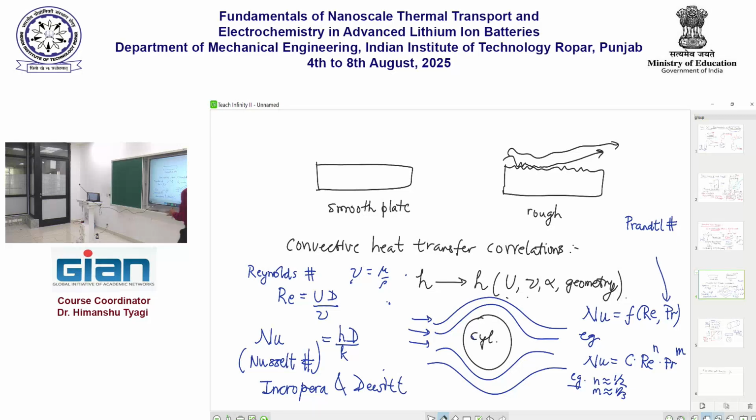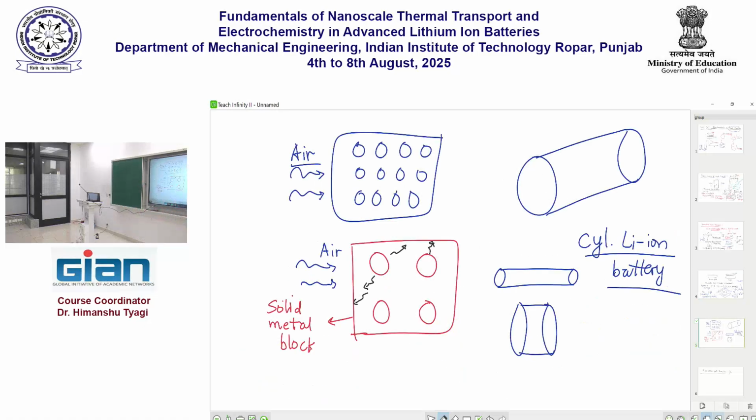So we are done with time, so I'll stop here. All I will say to finish up is that these fundamental concepts of heat transfer we will begin to apply in understanding the nature of heat transfer in lithium-ion batteries as we go forward.